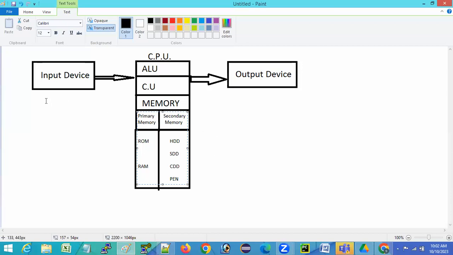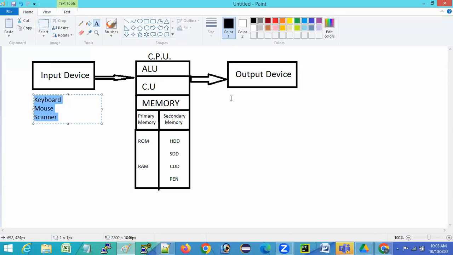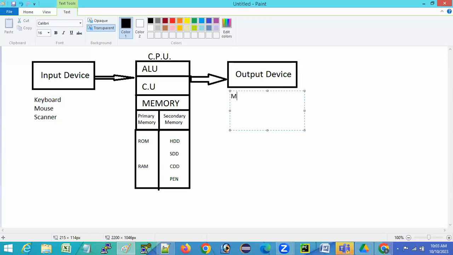Anyhow, the input devices we have are nothing but the keyboard, mouse, and scanner, right? These are called input devices. The output devices are nothing but the monitor, screen or video, whatever it is, printer, and plotter. These are all output devices.